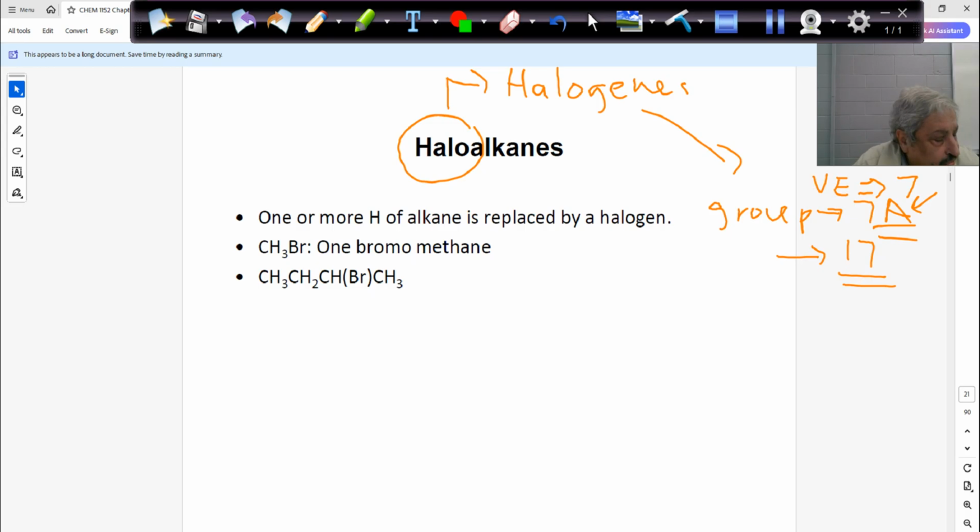This is a molecular formula. It's not a condensed, it's not an expanded. What we call this is a molecular formula: the whole sum of all the atoms together.